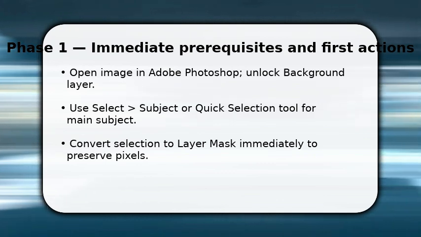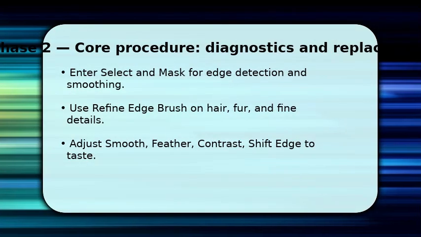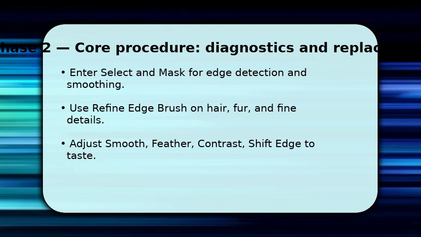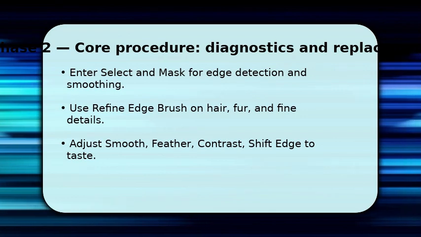Once the layer mask exists, click Select and Mask to access edge tools and global sliders. Use the Refine Edge brush specifically along hairlines and detailed edges. It blends foreground and background intelligently. Make measured adjustments to smooth, feather, and contrast to remove jagged edges, and shift edge slightly inward or outward to fix halos. When done, choose Output to Layer Mask, so your refined result replaces the rough mask.